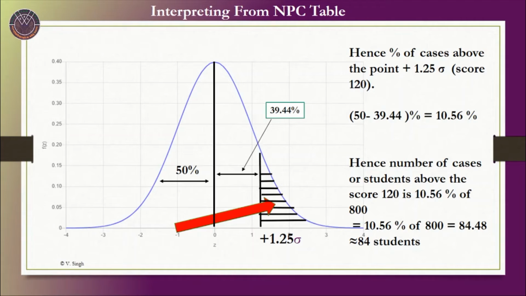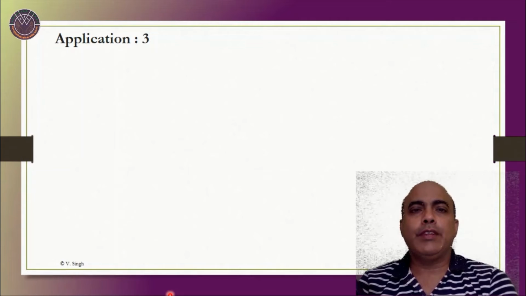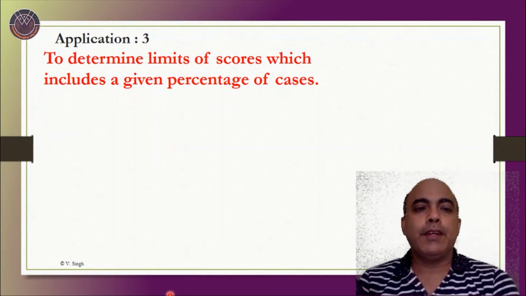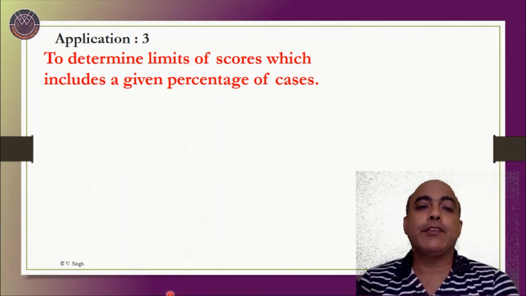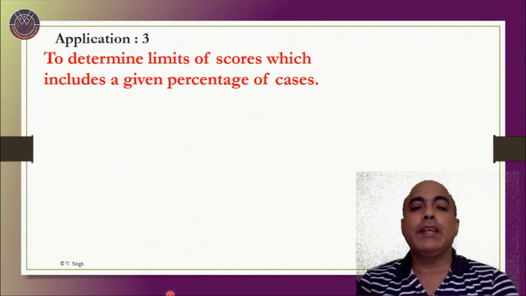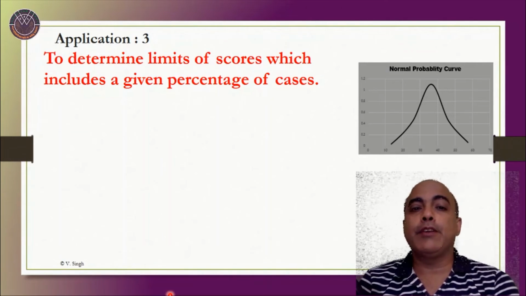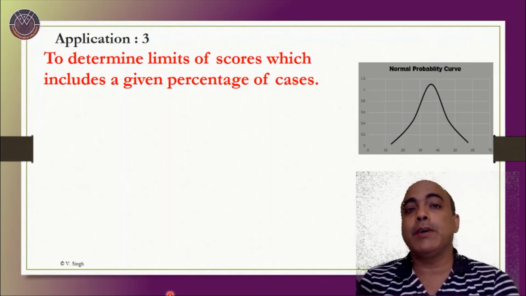So in this particular region, 84 students are lying, or we can say that 84 students are having IQ level above score 120. So now we will see the third application of normal probability curve. The third application is to determine limits of scores which includes a given percentage of cases. So here we are going to determine limits of scores. So in the first one we have determined the percentage of cases.